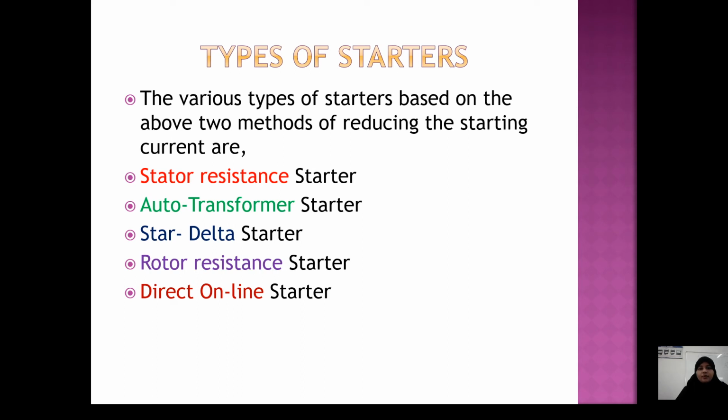What are the various types of starters? Based on the above two methods of reducing the starting current, there are five starters: stator resistance starter, auto transformer starter, star delta starter, rotor resistance starter, and direct online starter.